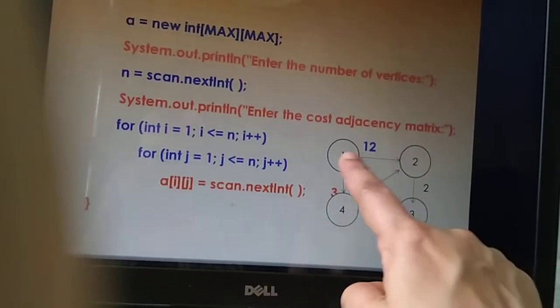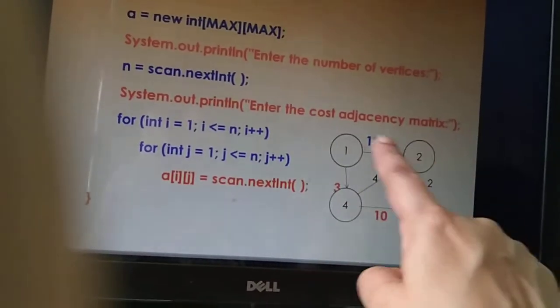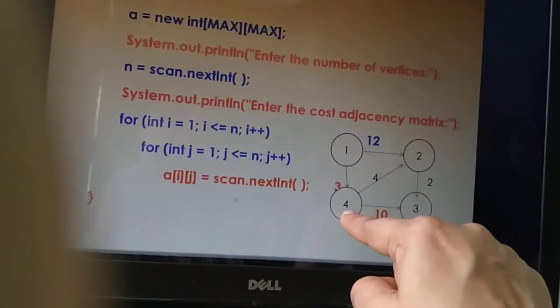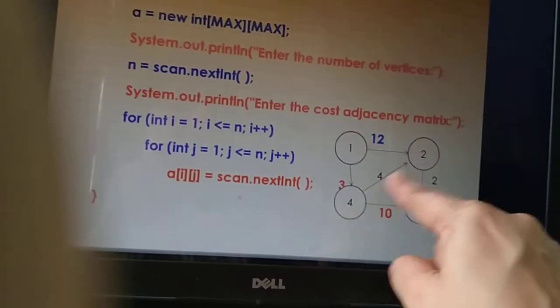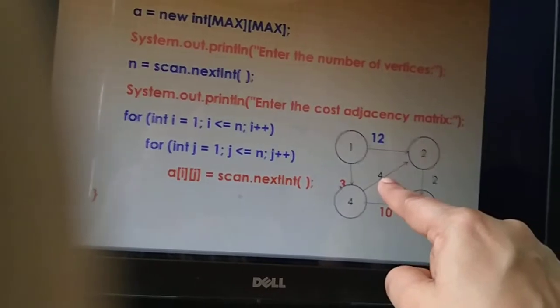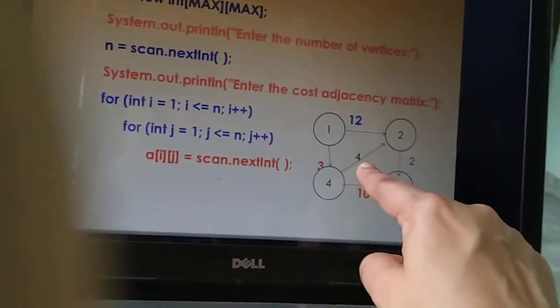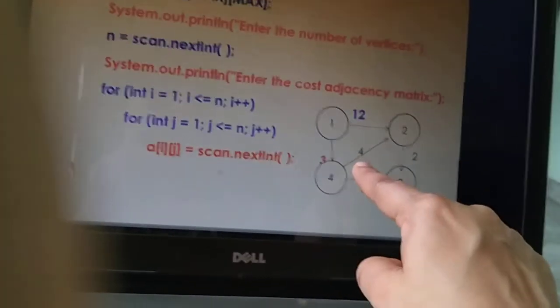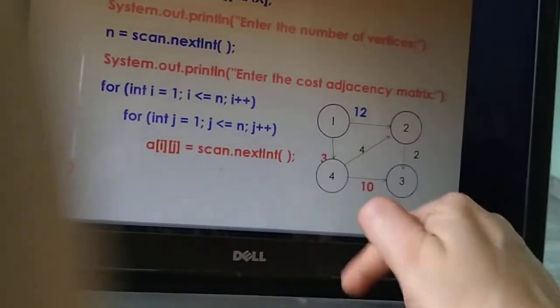What is the initial distance from 1 to 2? 12. Through 4, if I go, what is the distance I am getting? 3 plus 4, 7. Can I reduce? Yes, I can reduce from 12 to 7. That is what we are doing next.